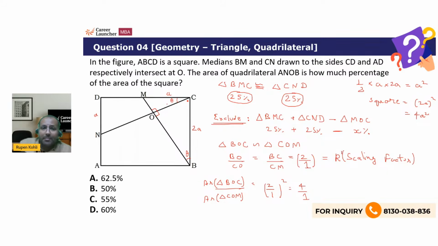So the combined these two areas taken together are 25%. So 25% needs to be split in the ratio of 4:1. Simply means this is 20%, this is 5%. And if this is 20, this is 5, then this is also 20. It means my X is 5%. So 25 plus 25, 50 minus X, this is 45%. And if this is 45%, means my answer is 55%.